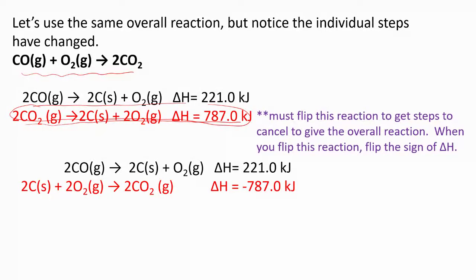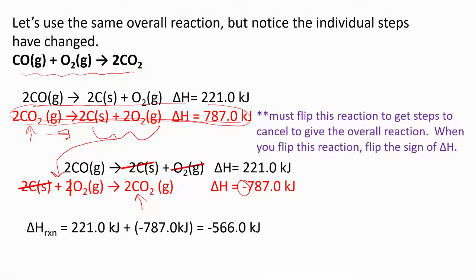So what I'm going to simply do is I'm going to flip this equation. So my reactants, carbon dioxide, become my new products, and my products become my new reactants. And because I flipped the equation, I flipped the delta H, because if the forward reaction is positive, the reverse reaction is negative. And then we can cancel out and add together.